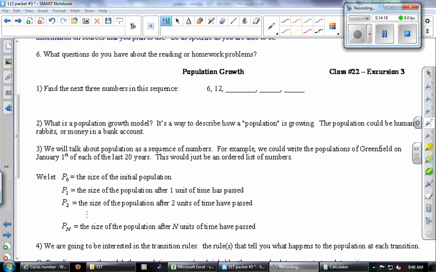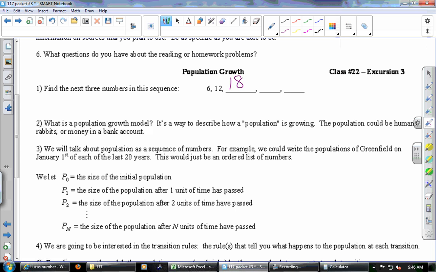What's the next number after 12? I heard 18, and I also heard 24. Why do we have 2 different numbers here? In this case, one group saw 6 going to 12, and they said, oh, I know the pattern. It's doubling. 12 doubles to 24. Another group, who was it that said 18? What was the idea for 18?